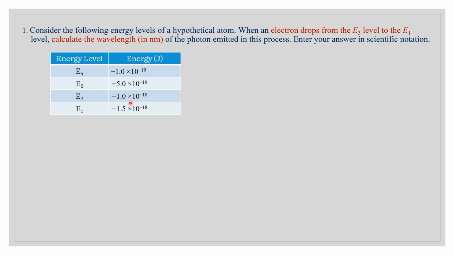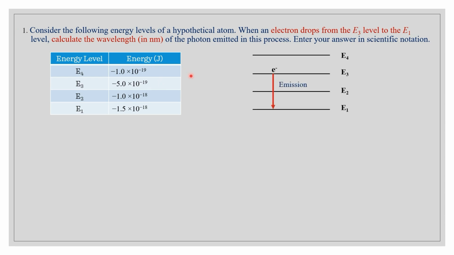So these are the energies given for each energy level: energy level 4, energy level 3, energy level 2 and energy level 1, in joules. Now you can see in this diagram, initially the electron is located in energy level 3. This electron jumps into energy level 1, that is the ground energy level. This we call emission: the electron drops from the highest energy level to the lowest energy level.